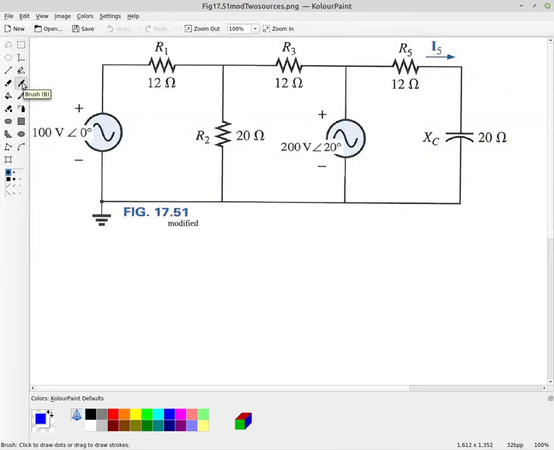So this video is going to show us how we can find a current using mesh analysis. Alright, so here's a circuit. Notice that we actually have two voltage sources here.